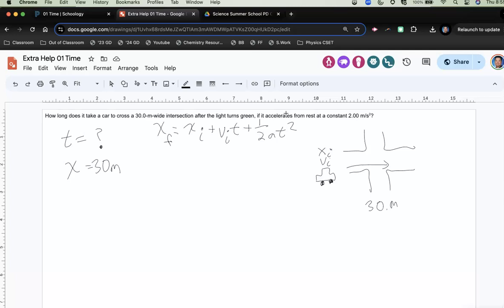Now what's nice about this problem is that the distance the car has traveled at the beginning is zero distance. We're assuming it's at a red light, and the problem says it's at rest. So we're not going to say x equals 30, we're going to say either xf or xi equals 30. Aaliyah, take a guess. Which is the correct type of x? It's either xf or xi.